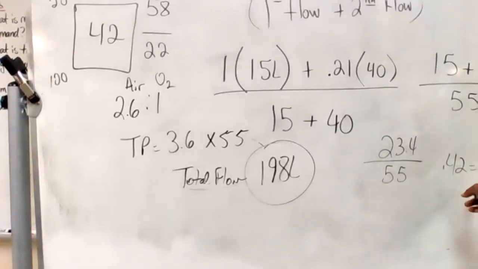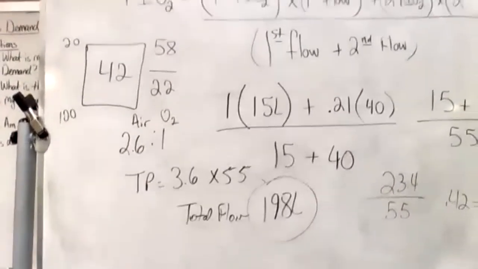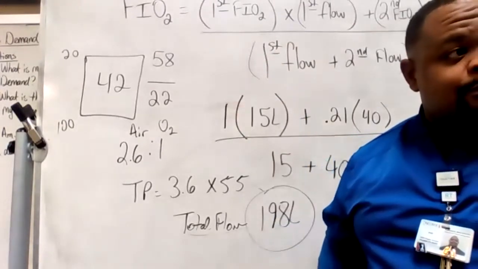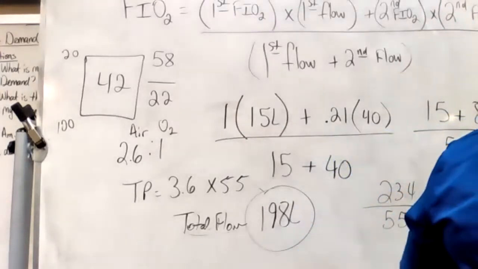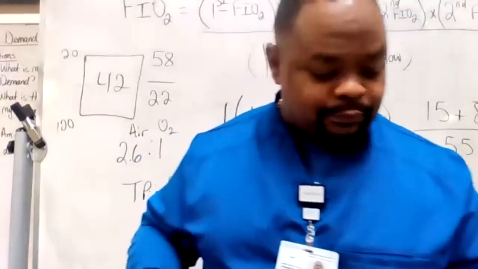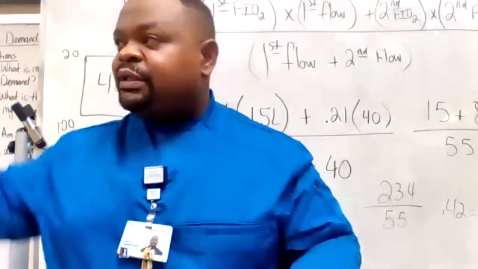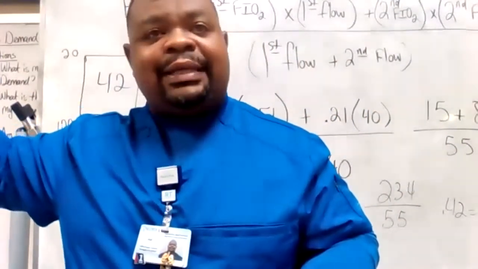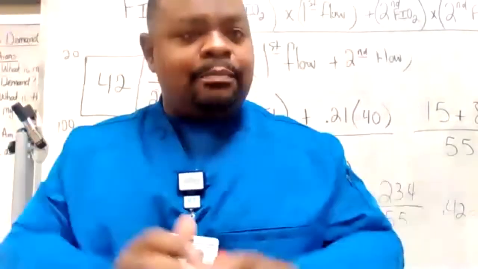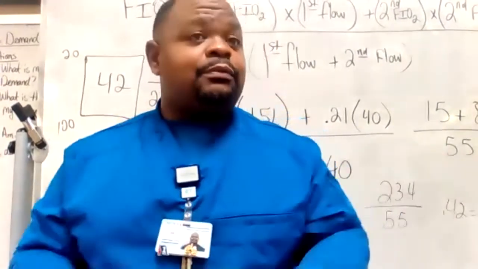One way to increase this FiO2 would be to do what? If I wanted to increase the FiO2 of this system, I would simply turn down the flow. Not the flow, because they both have flow. Which flow would I turn down? The air flow, the second flow, because it's on 40. If I bumped it down to 30 or 25, that would make the FiO2 go up. And we still would have a nice amount of flow.